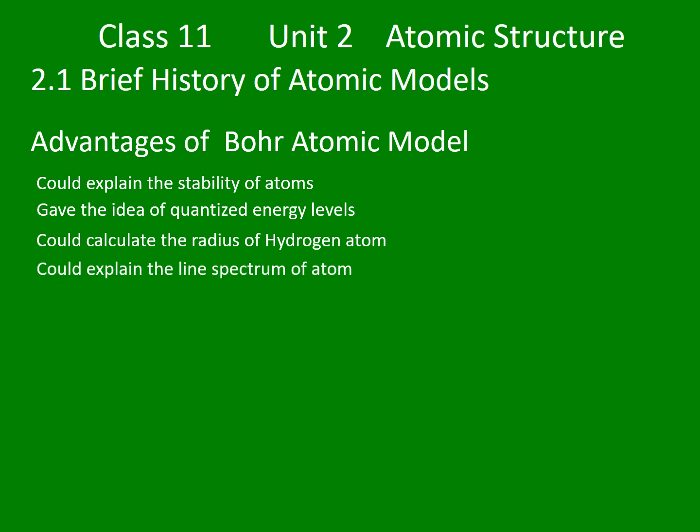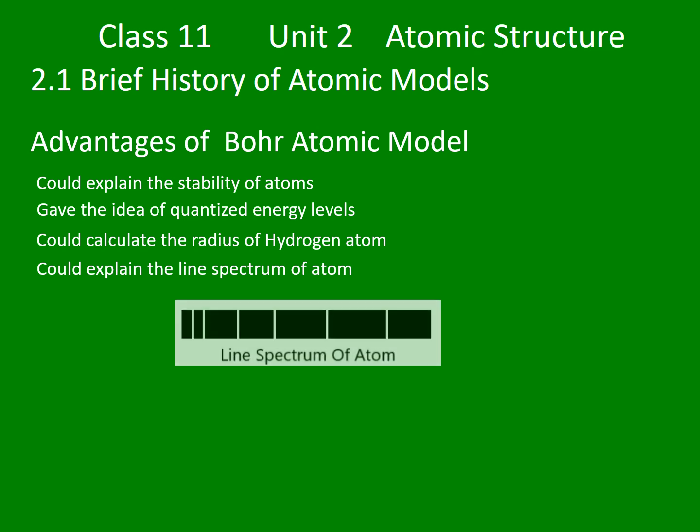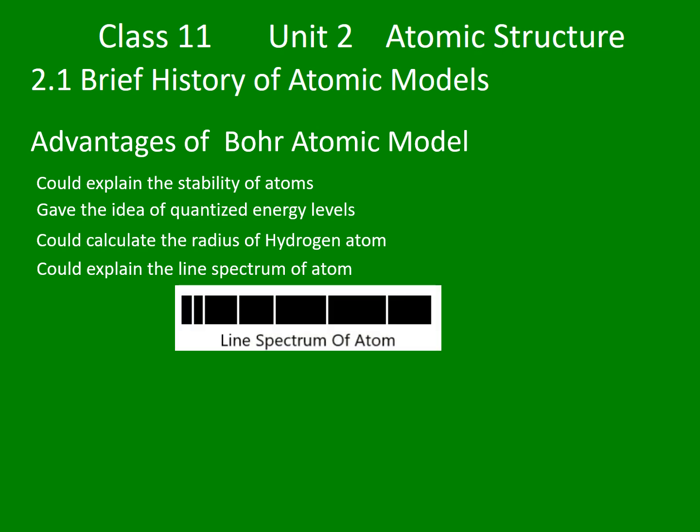It could explain the line spectrum of the atom. As you know, the atom makes a line spectrum that was not explained by Rutherford. So the Bohr model is able to explain the spectrum of the atom. The line spectrum of an atom looks like this one, where there are specific lines between two regions of the spectrum.